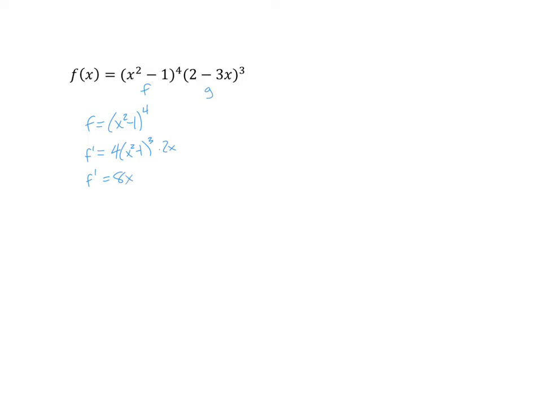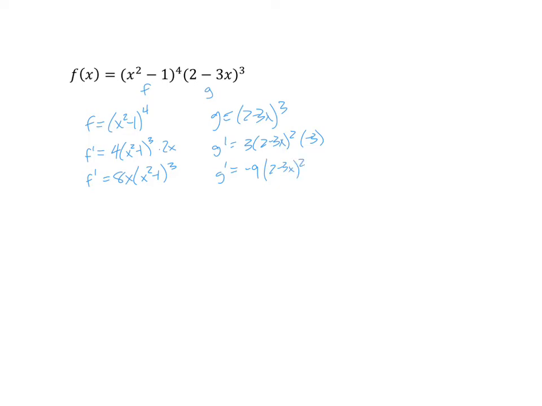So this one would be 8x times our brackets cubed, and we do the same thing for the g set of brackets. So that one will be 2 minus 3x cubed. So that derivative would be, bring the 3 down, drop it to a squared, and times by the derivative, which is negative 3. So simplifying that, we would get negative 9 times 2 minus 3x squared.